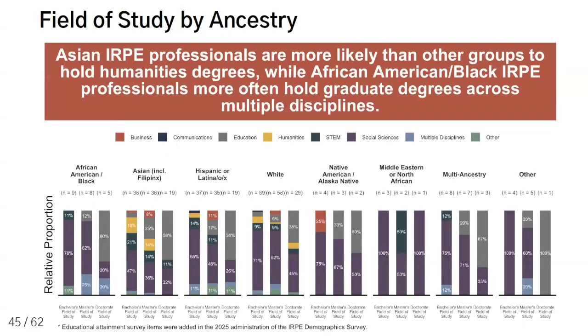When it comes to ancestry, Asian professionals in the field are more likely than other groups to hold humanities degrees, while African American or Black IRP professionals are often holding graduate degrees across multiple disciplines. It's interesting. I don't know if you guys are interested. I find it interesting.